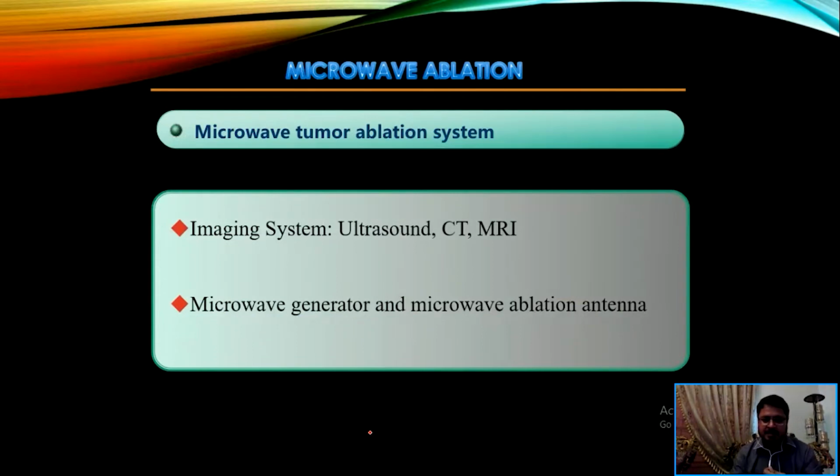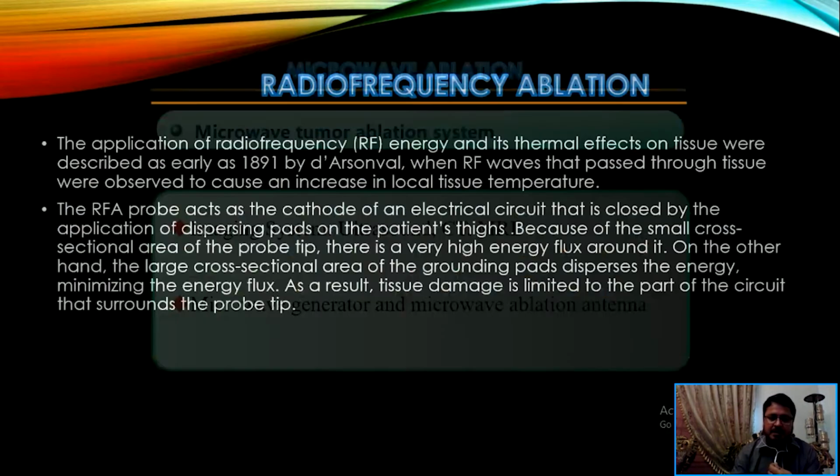All we need is one imaging modality, whether ultrasound, CT scan, or rarely MRI. Most of the time, not most of the time, all the time, we do ablation of osteoid osteoma under CT guidance. Plus, we require a generator and a microwave ablation antenna.